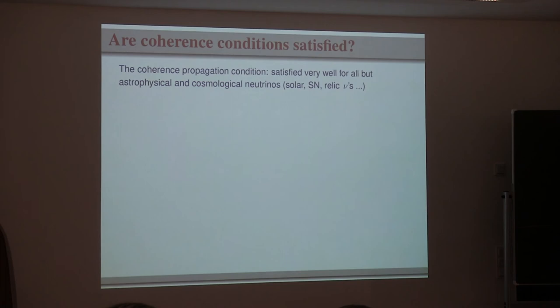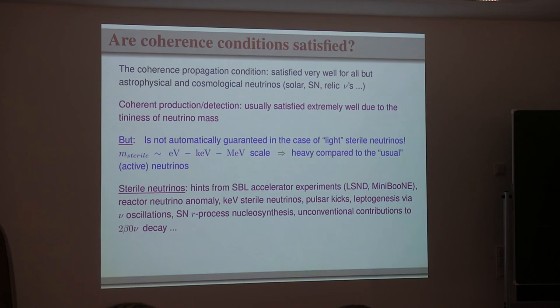Okay, so probably just the last slide. As I mentioned, the coherence conditions are very well satisfied in all situations we know for terrestrial neutrino experiments, but they must be violated for neutrinos coming from the Sun and from the supernovae. And this has some observable consequences. So at this point, I will stop.